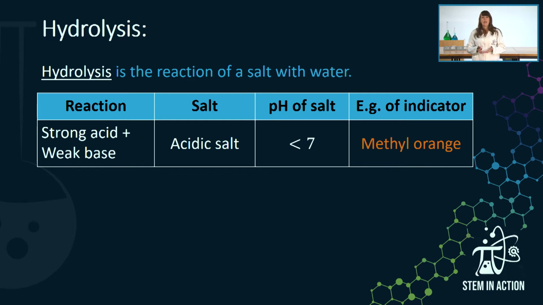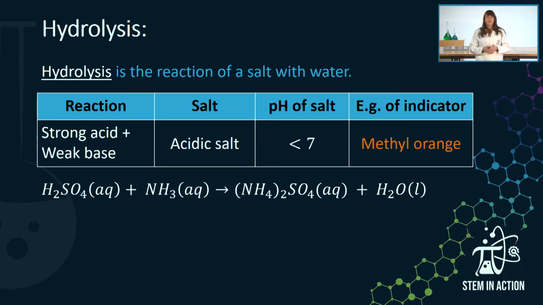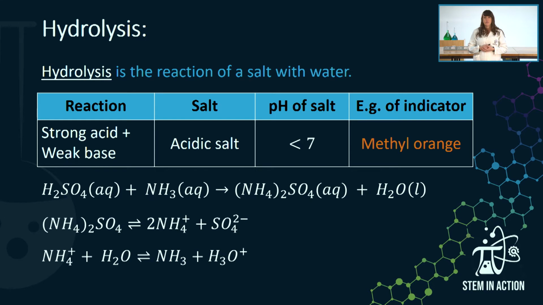However, we can have a reaction between a strong acid and a weak base. In that case, we're going to get an acidic salt, and the pH of the salt will be less than 7. It will be acidic. For example, we could have sulfuric acid reacting with ammonia to form ammonium sulfate, and that ammonium sulfate salt will ionize in water to form ammonium and sulfate ions. The sulfate ion comes from our strong acid, our sulfuric acid, and therefore it wants to stay in its ion form and will not undergo hydrolysis.